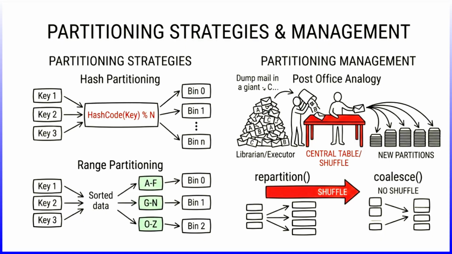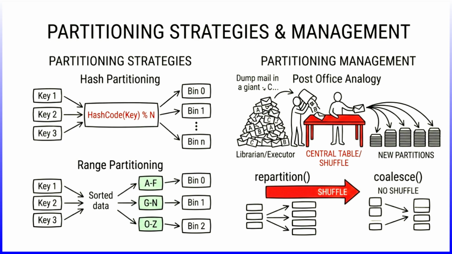Finally, sometimes you need to fix your work midstream. If your data is a mess, you'll use repartitioning. It's like dumping all the mail back onto a central table, a process called a shuffle, and dealing it out again perfectly. It's expensive and slow, but it fixes the straggler problem. On the other hand, if you just want to clean up after a filter, you use coalesce. It's much faster because it does not shuffle everything. It just gently merges nearby boxes to save space.